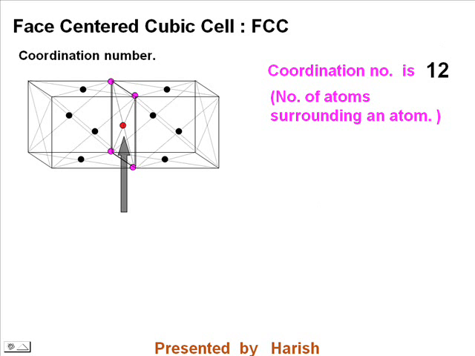This is a little difficult to understand. What I advise you is to look at your room and treat it as a cube, take a face and take an atom at the center of the face, and see which atoms are nearest to it. Don't forget that the distance between this particular atom and this one is the same as the distance between this one and that. In fact this is touching this, and this is also touching this. So this length is 2r, and this length is also 2r. That makes the coordination number 12.